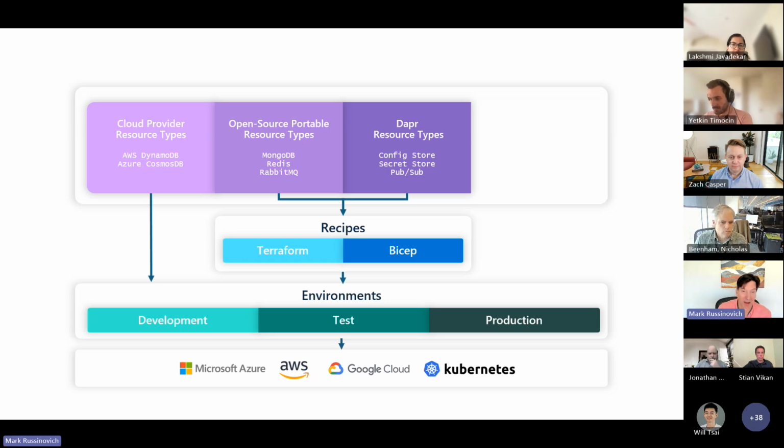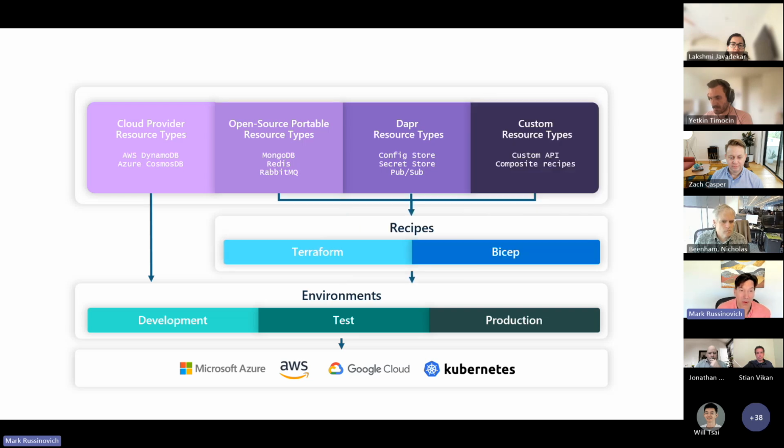But what I'm thrilled about announcing here today is that we're extending the support for these resource types that support recipes by defining custom resource types, or Radius resource types. And this truly is the killer feature. And let me explain how this feature came about.